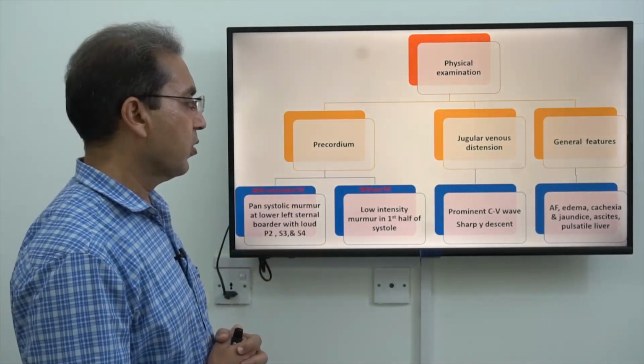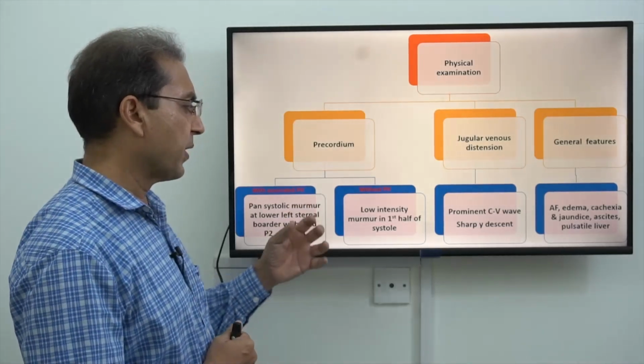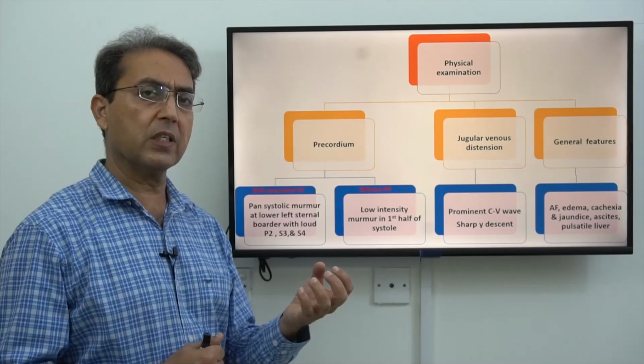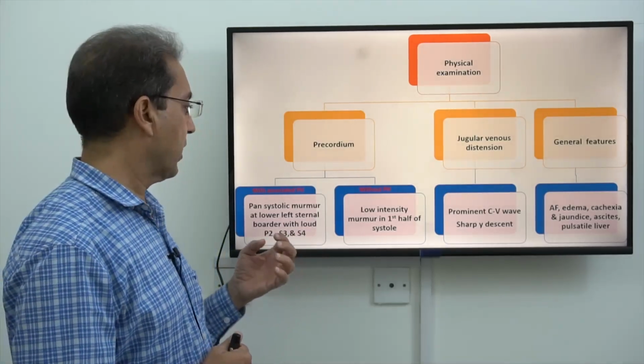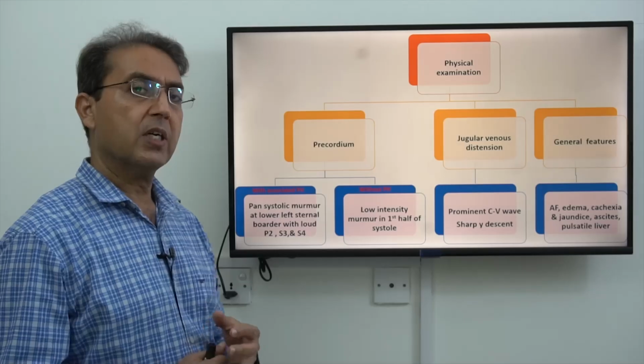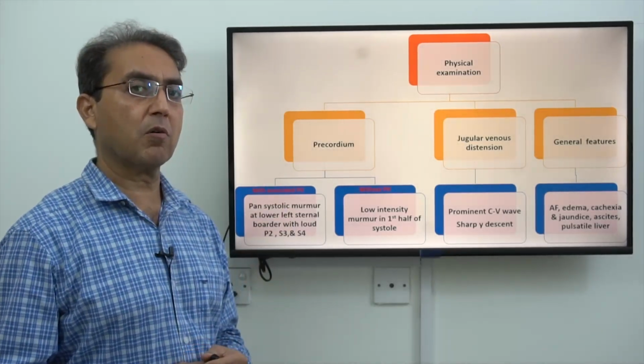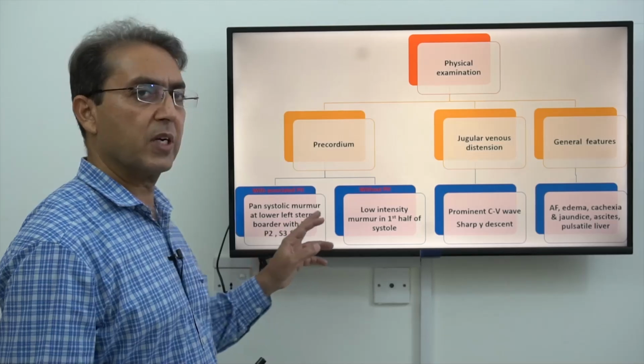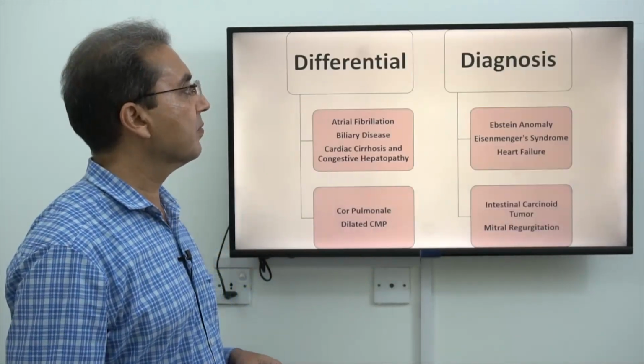In patients who have no pulmonary hypertension, the murmur is low intensity and is usually seen in the first half of systole, while in patients who have high pressure, the murmur is usually seen throughout the systole. So this is a pan-systolic murmur, this is an early systolic murmur.